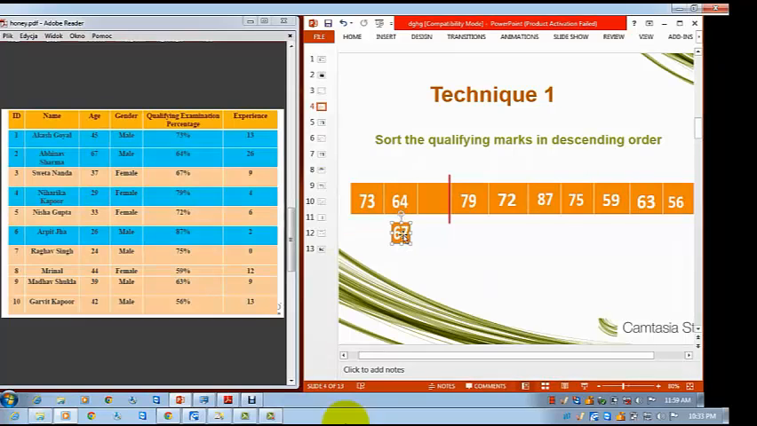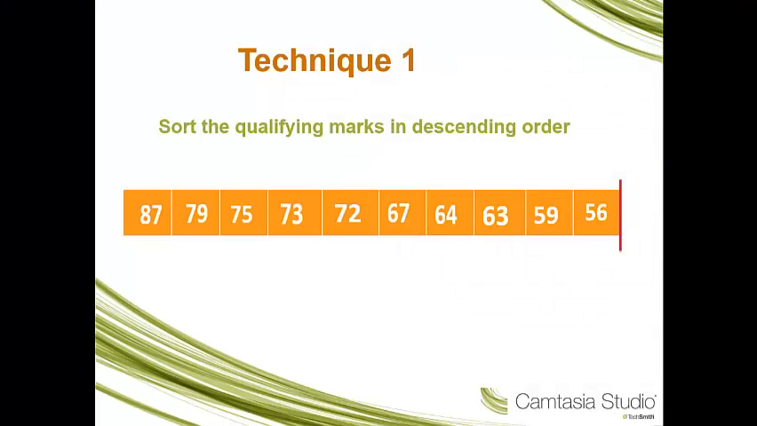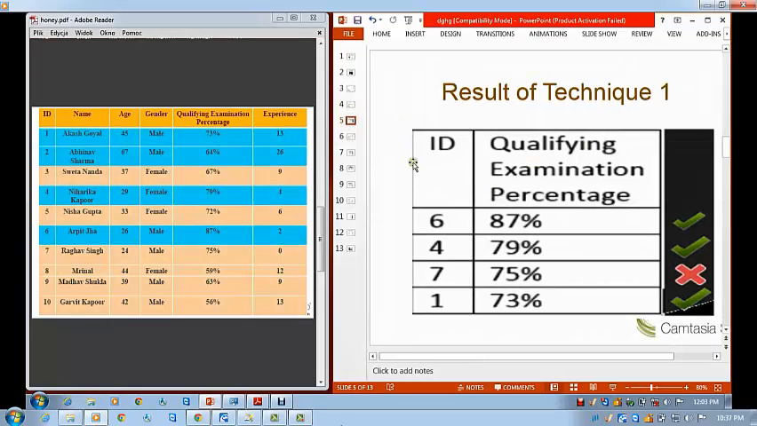Now, 67 is greater than 64, so 64 will be shifted in the right side and 67 will be placed over this position. Now we choose the next element, which is 79. 79 is greater than 73. So all these elements will be shifted over the right and 79 will be placed at the position of 73. Similarly, we sort for the rest of the elements. Now what we will do, we will select all those candidate IDs corresponding to the 4 highest qualifying examination percentage.